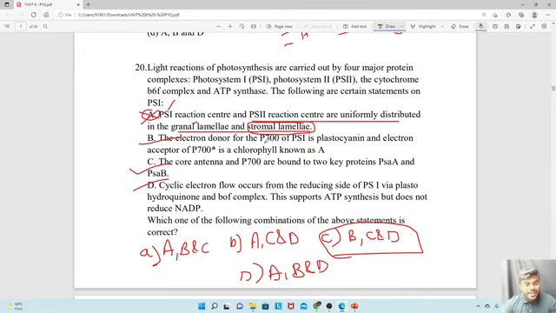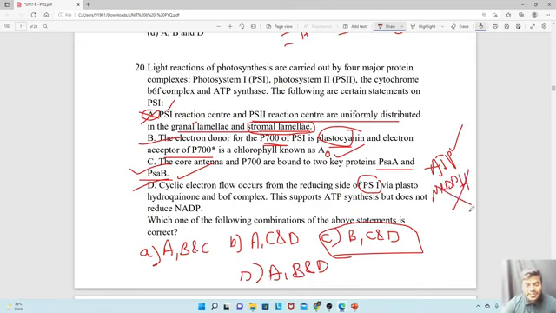Anyway, we know that the electron donor for the P700 is what? Plastocyanin. And from the P700, who is going to accept the electron? It's not A, it's A0. I told you now. Then the core antenna and P700 bound to PSA and B. Absolutely right. B is right, C is right. Cyclic electron transport flow occurs from the reducing side of PS1. We already discussed, right? In cyclic photophosphorylation, we can only produce the energy equivalent ATP. We never produce the reducing equivalent, that is the NADPH. So D is also right. Hence the correct answer will be C.